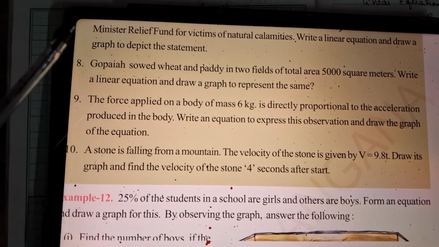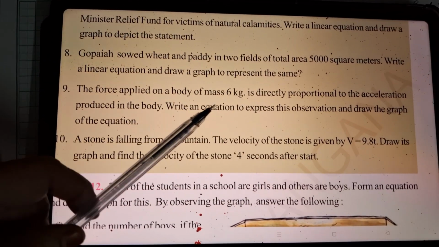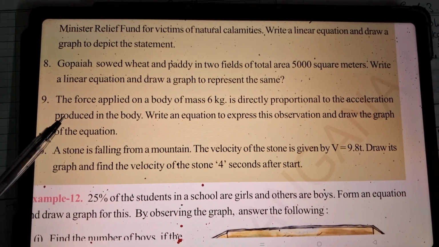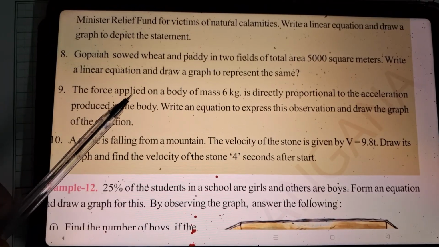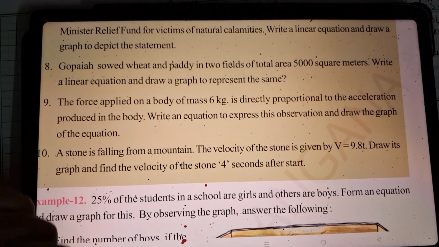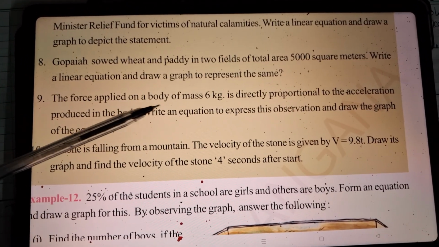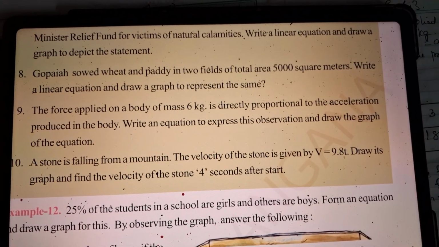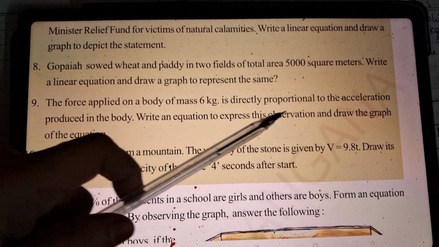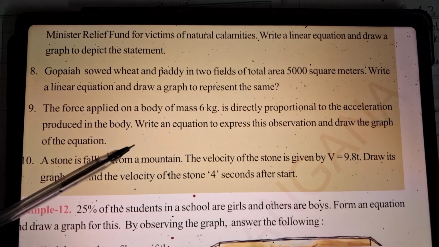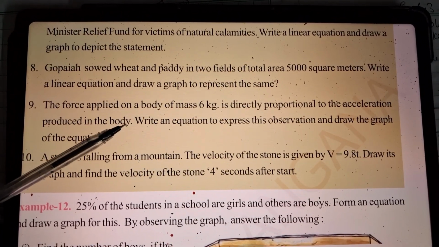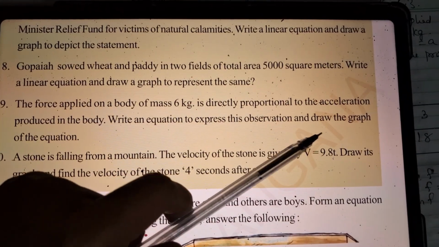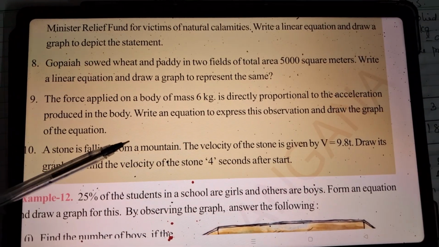9th problem. The force applied on a body of mass 6 kg is directly proportional to the acceleration produced in the body. Force makes the body move. So the body's mass is 6 kg and some force is applied upon it so that it moves with an acceleration. Write an equation to express the observation and draw the graph of the equation.